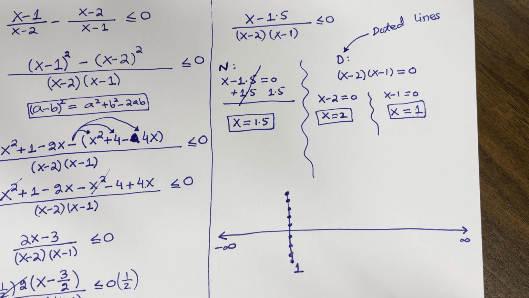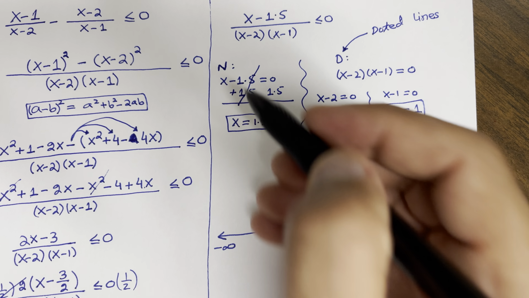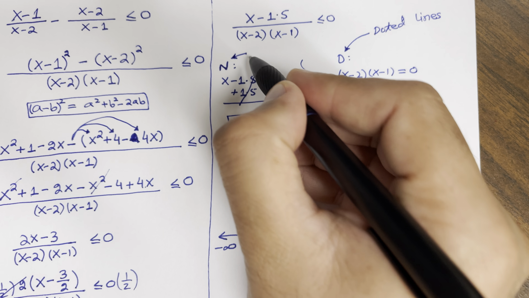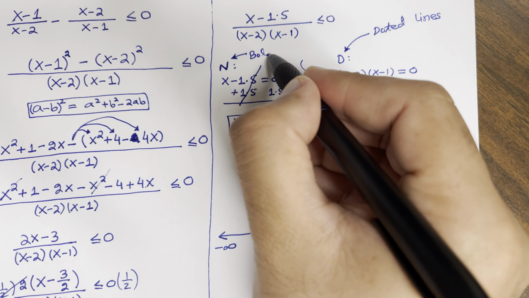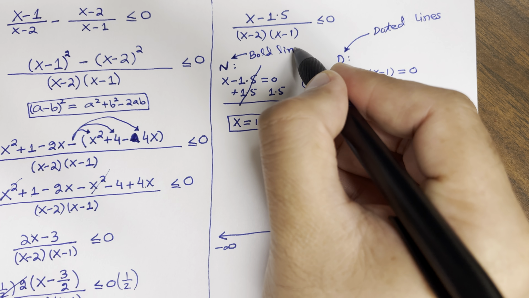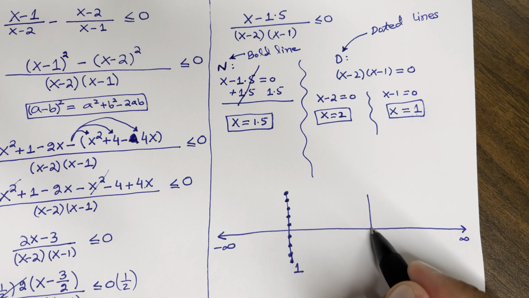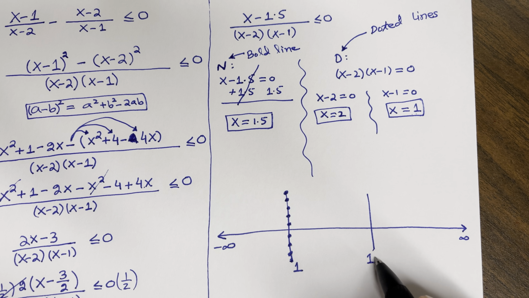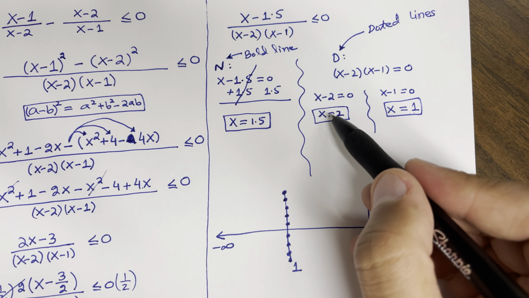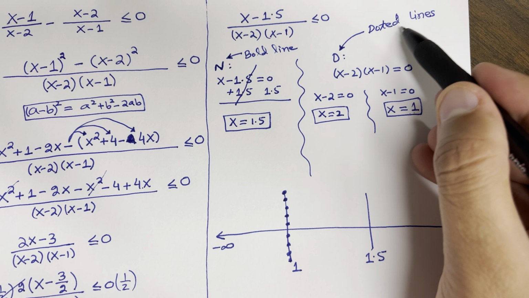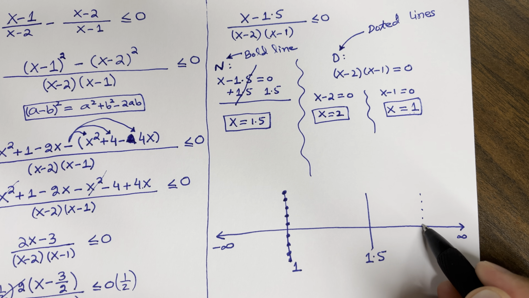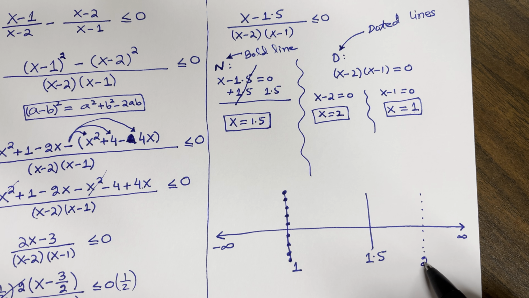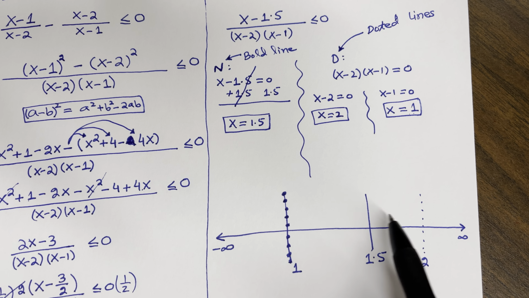So this is a dotted line. And then we have x equal to 1.5. So for numerator values, we need to have a bold line. Then here we have to write with a dotted line. We have to label this value with a dotted line. So with a dotted line, x is equal to 2. These are the boundary values. So we got 4 regions: 1, 2, 3, and 4.